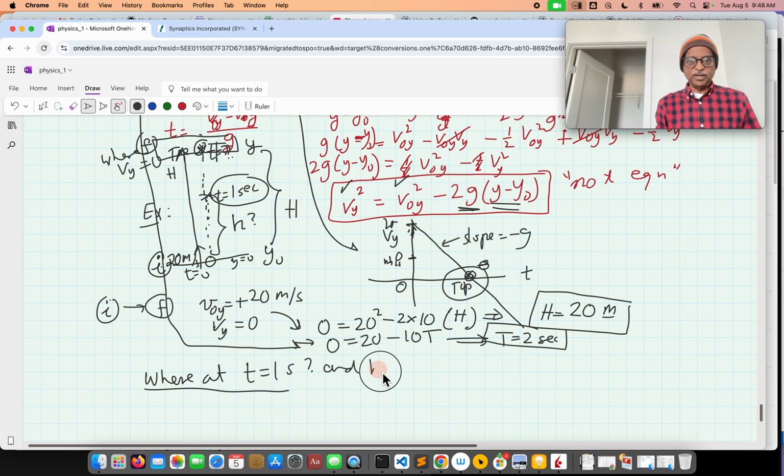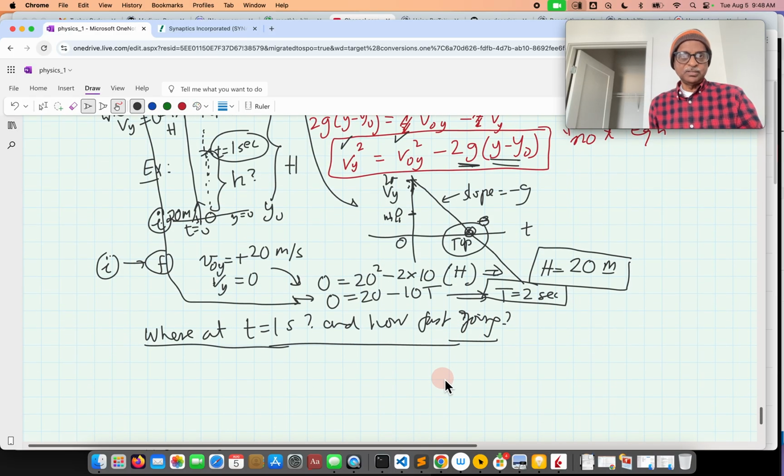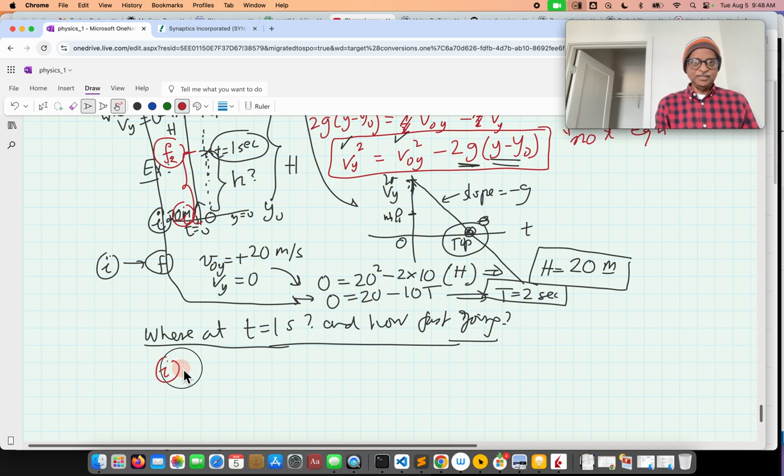And how fast it will be going? This kind of question. So now in the same situation you have the same initial segment, but this one is, let's call it, the second final. So we are looking at this now: initial to second final, this segment. In this segment, what do we know?